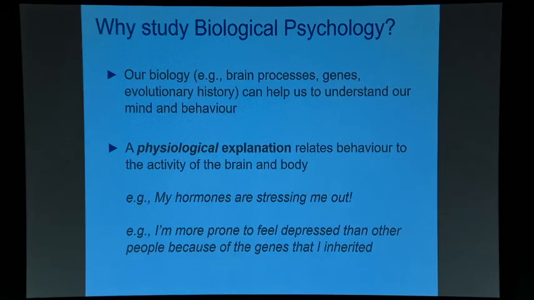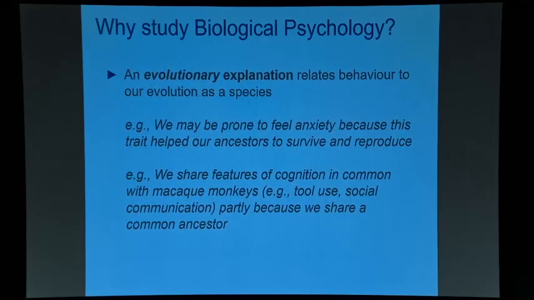Another type of biological explanation is an evolutionary explanation that relates behavior to our evolutionary history as a species. We'll talk more later in the course about the idea that the reason many of us are prone to experience anxiety in day-to-day life can be explained partly because this tendency to feel anxiety is and was useful throughout our evolutionary history, that it helped our ancestors to avoid danger, to survive and reproduce and pass down those traits to us as well.